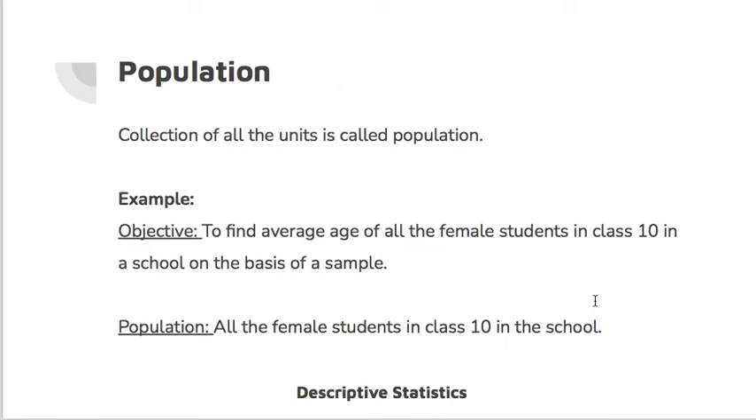For example, our objective is to find the average age of all the female students in class 10 in a school on the basis of a sample. So the population here is all the female students in class 10 in the school.